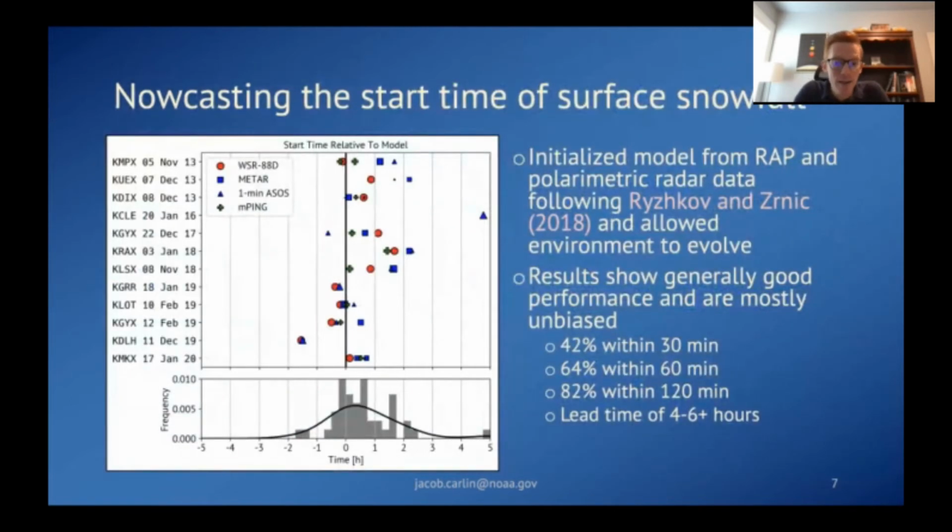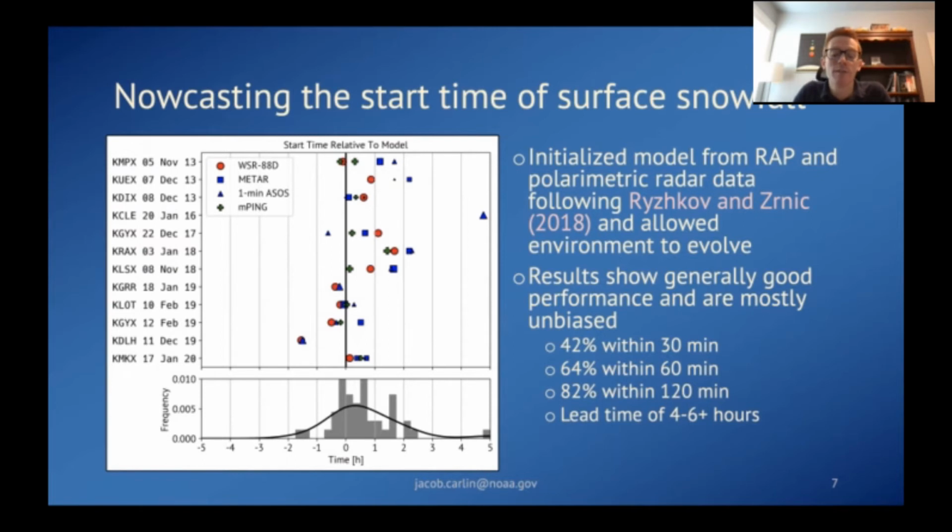I'll cut to the results here. This shows the observed start time of snow relative to the model predicted start time. The red markers are the radar data. The blue shows conventional weather stations, things like at airports. And then the green data shows snowfall as reported by the general public, to kind of give us a mix of verification metrics here. But in general, we actually see pretty good performance.